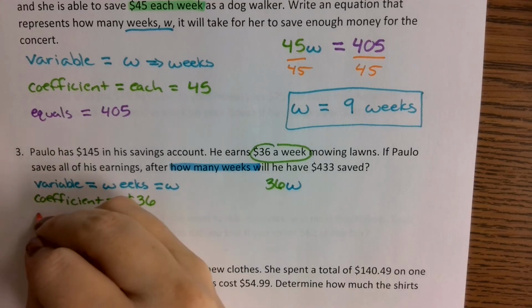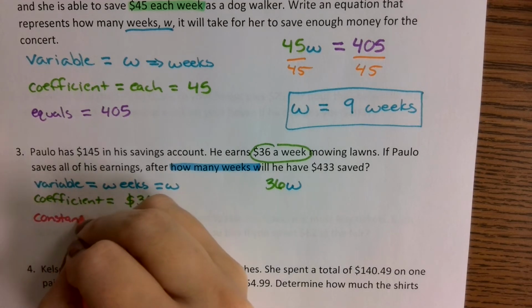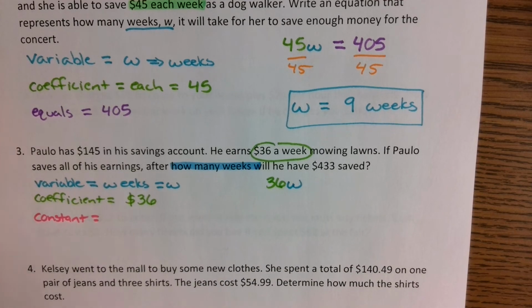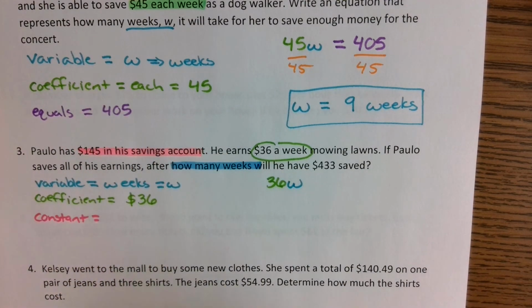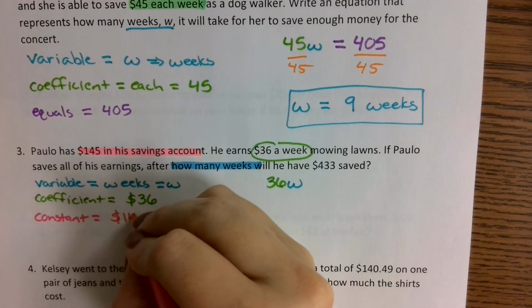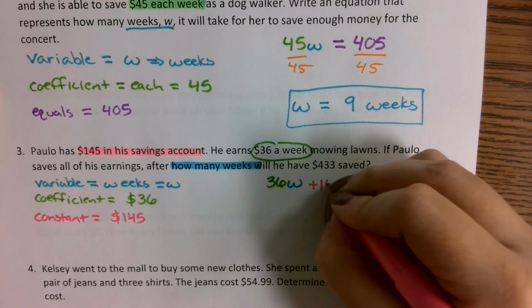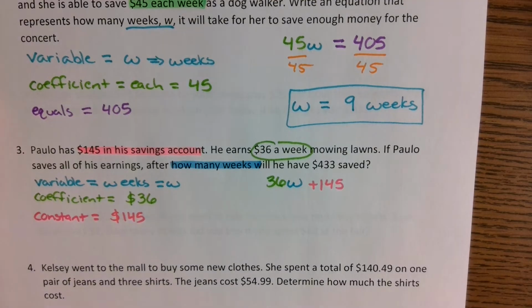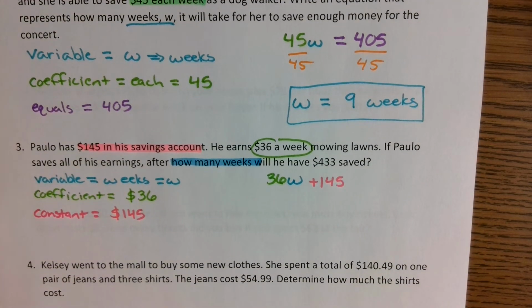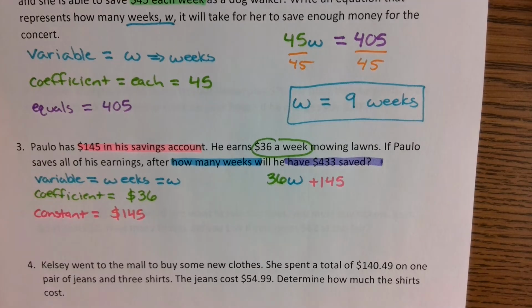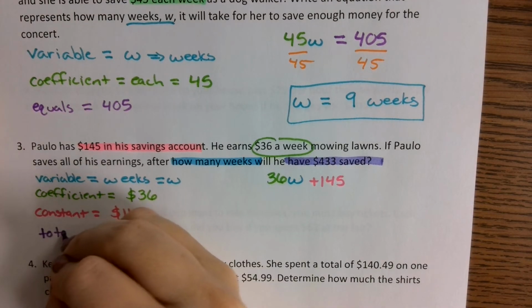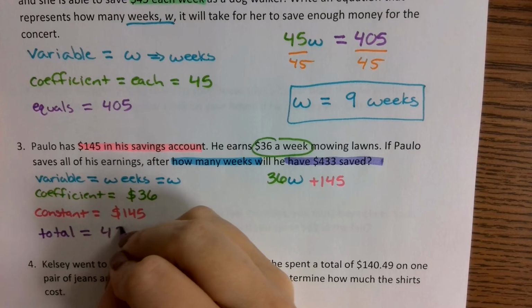Okay, my constant. Do I have a one-time starting value? Yes. What is it? What am I starting with? I started with $145. He already has $145 saved up in his account. From there, he's going to continue saving $36 every single week. And what does he want to have at the end? How much total does he want to have saved? 433. He wants to have $433 saved up. So there's your total. That's what it's supposed to be equal to.